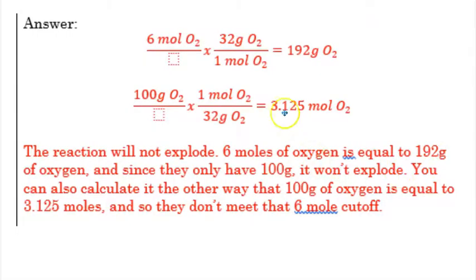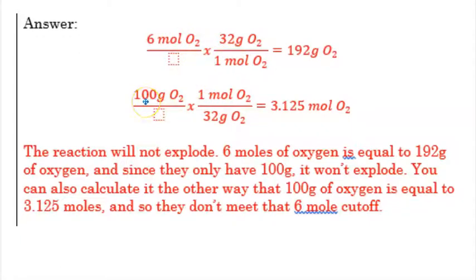So the first thing you need to do is convert either the 6 moles to grams or the 100 grams to moles. That way you can compare them. So if you do the 6 moles, you've got to cancel out moles. You multiply by the molar mass, because that's how you go from moles to grams, and you get 192 grams O2. So what that means is that you would need 192 grams of O2 to get 6 moles and explode. Since you only have 100, it won't explode.